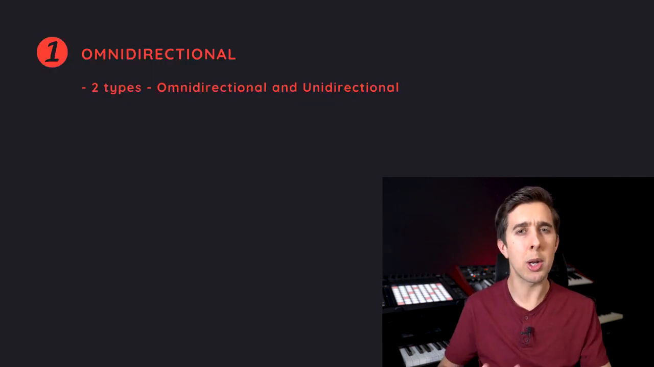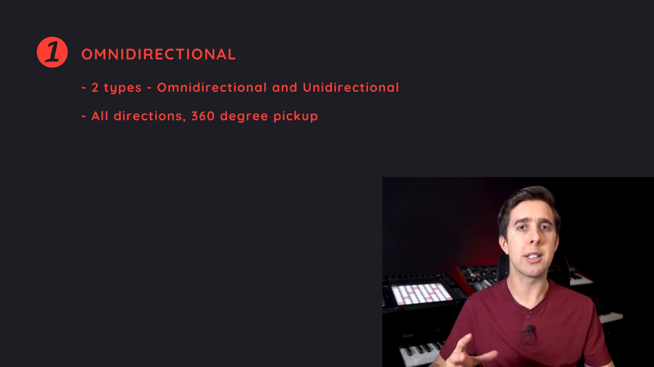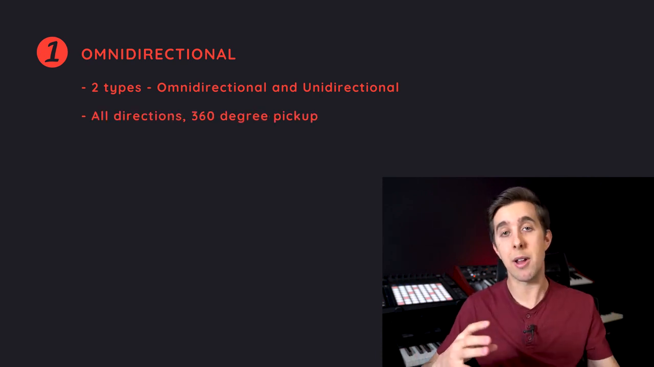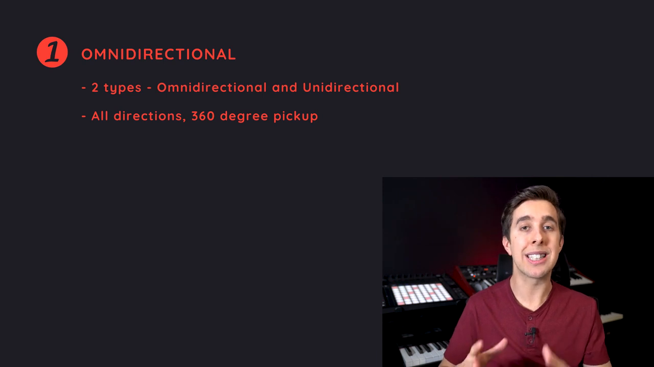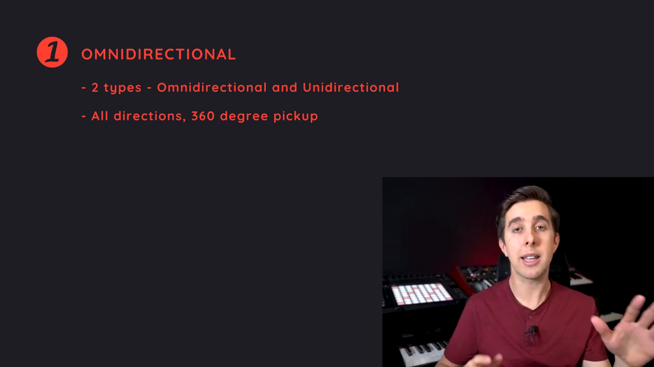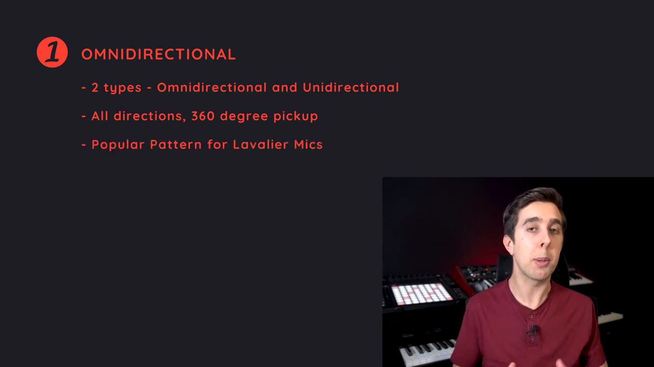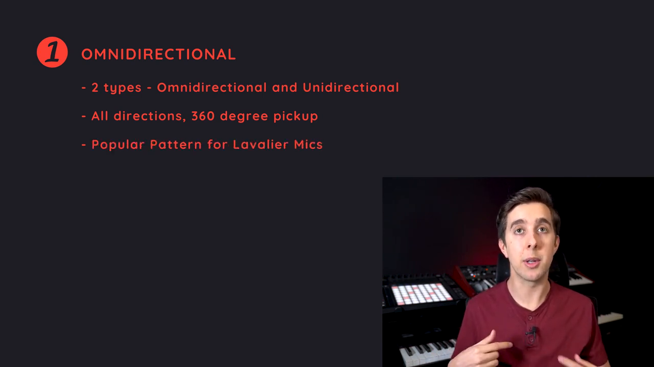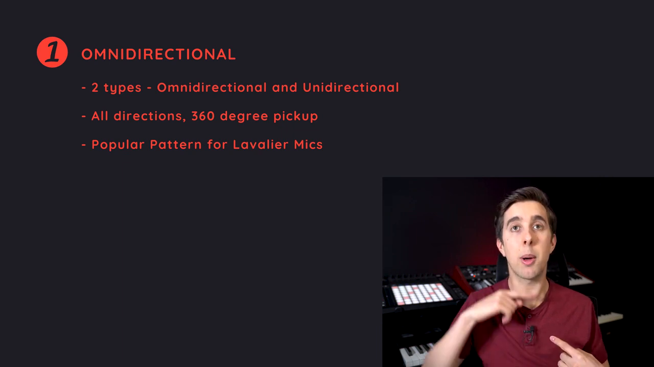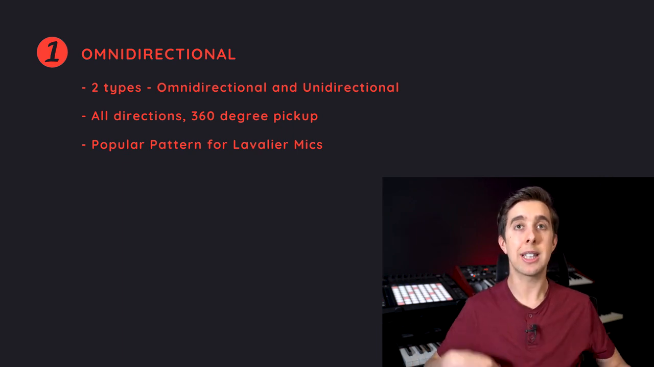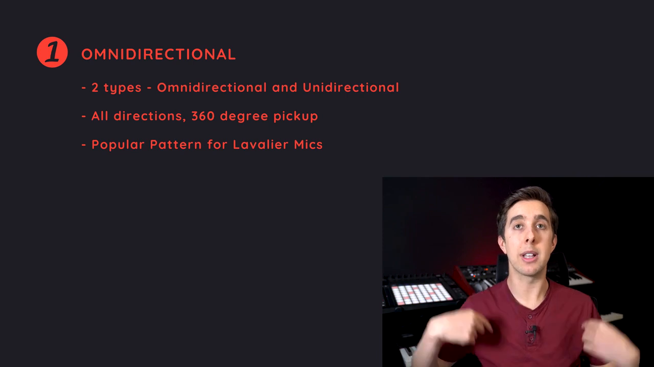So we get 2 types of polar patterns really, omnidirectional and unidirectional. So omnidirectional means the sound will be picked up equally all the way around the microphone, and unidirectional means sound will not be picked up equally all the way around the mic. There'll be a certain area or areas that are more sensitive. So the omnidirectional polar pattern is very popular for lavalier microphones like this microphone here, as this cannot point exactly to my mouth, so the sound will be picked up equally all the way around this microphone.